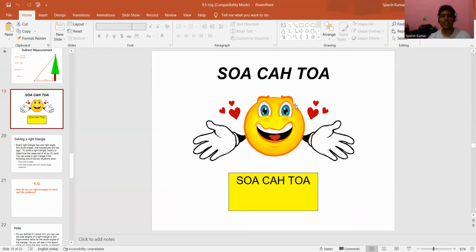So this is the basic recap. SOH means sine opposite hypotenuse, CAH is cosine adjacent hypotenuse, and TOA is tan opposite adjacent. And the reciprocals of these: sine's reciprocal is cosec, cos reciprocal is secant, and tan reciprocal is cotangent.